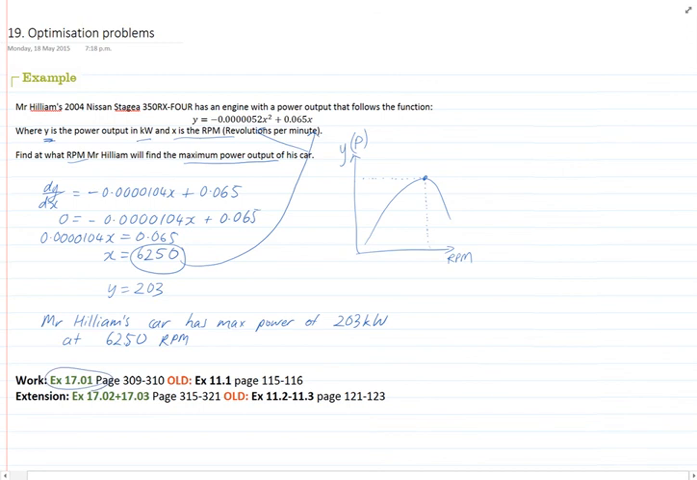So have a look at 17.01, and you've got some extension work there for you as well.